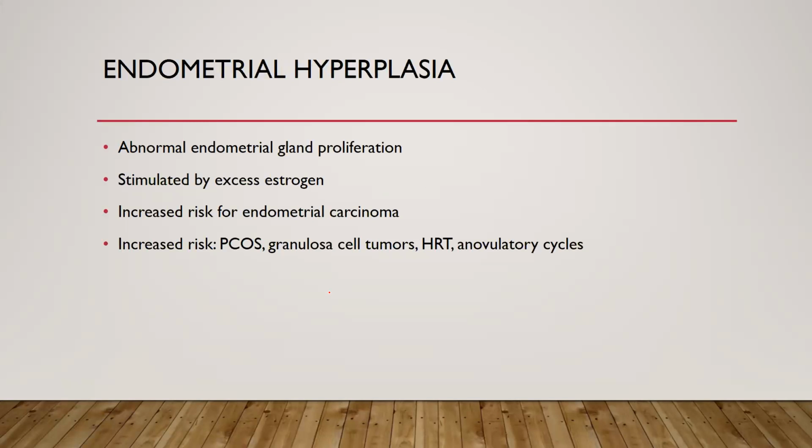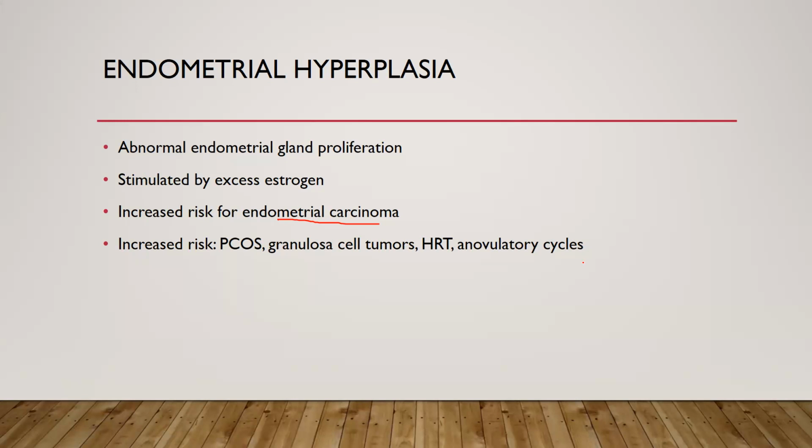Endometrial hyperplasia sets us up for potentially endometrial cancer. It can increase our risk for endometrial carcinoma. So that's my main thing I'd want you to know about endometrial hyperplasia. It's essentially abnormal endometrial gland proliferation growth. Excess estrogen states are going to stimulate endometrial hyperplasia. So anything that can cause an excess estrogen state can increase your risk here.